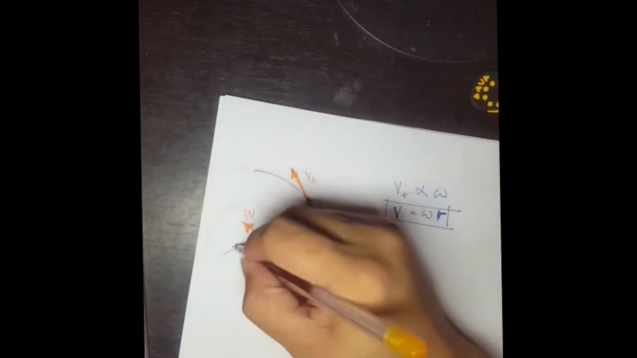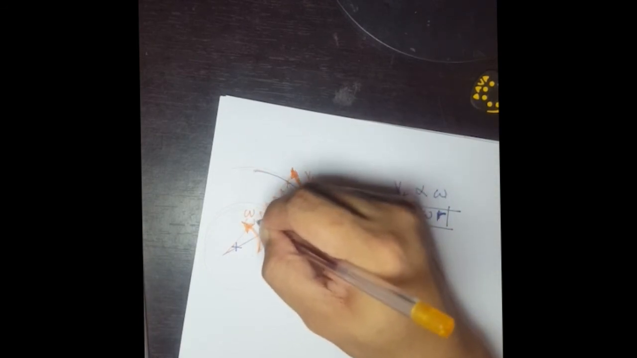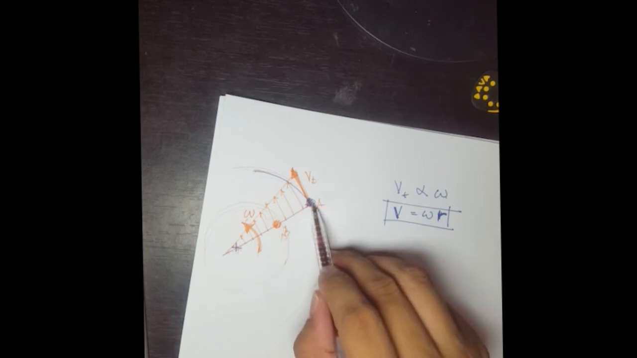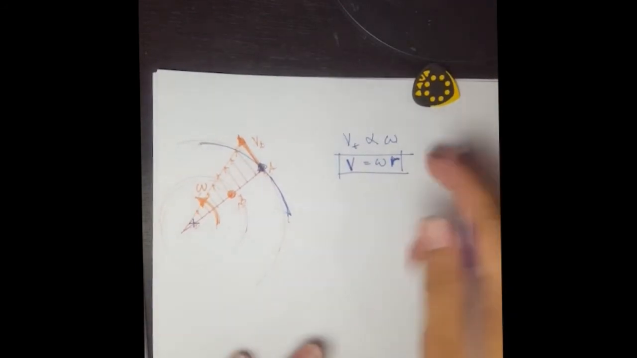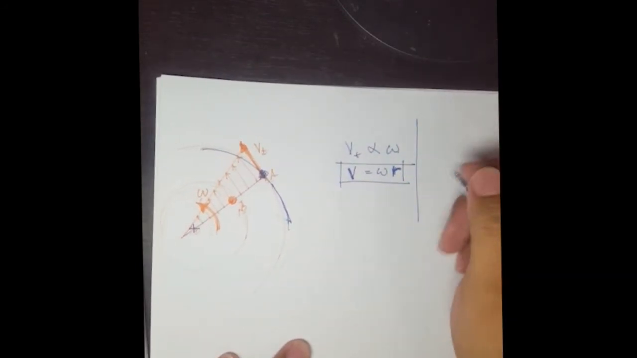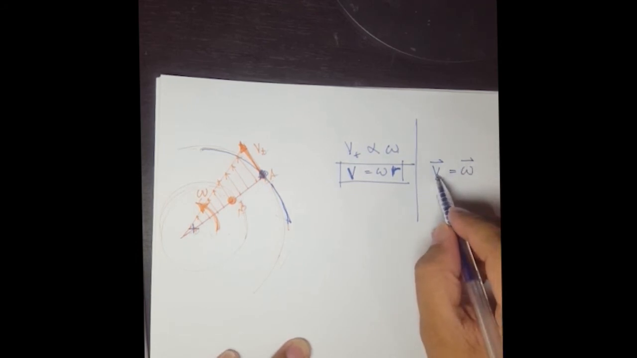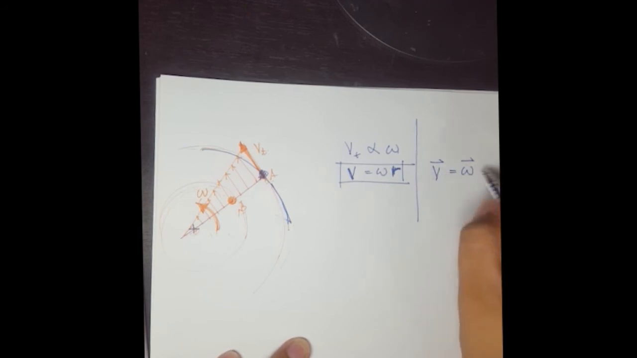So here we can see that there's going to be a velocity distribution from the point of rotation to the particular point that you want. Alright, so this is the scalar form, but we can also write that in terms of vectors. We say that the velocity vector is equal to the angular velocity vector cross product the position vector.